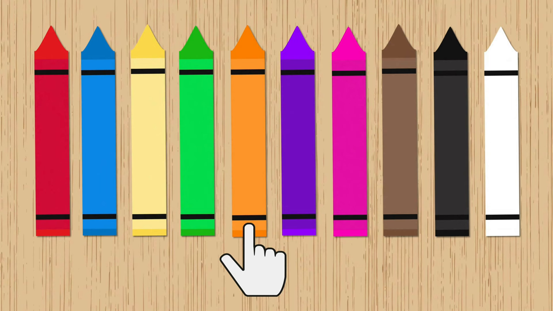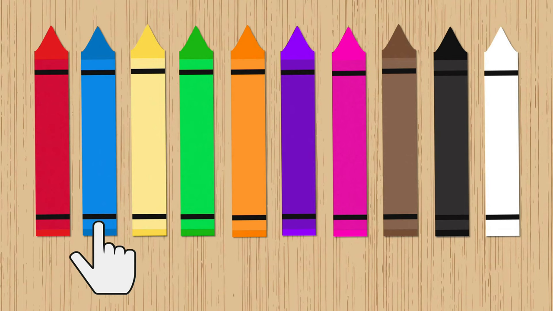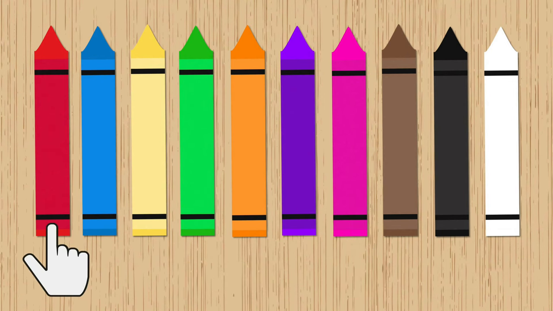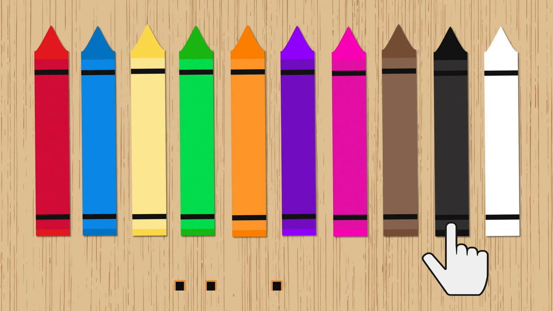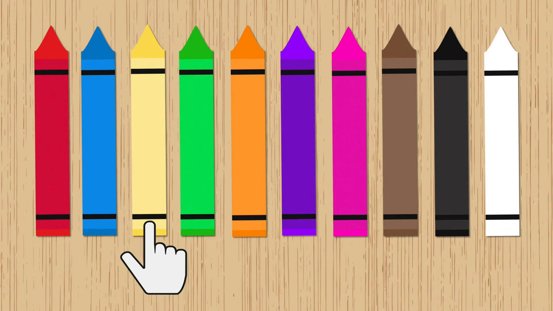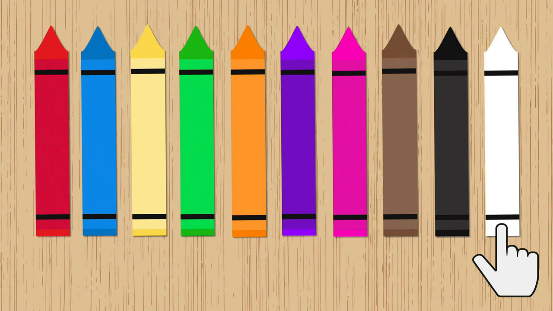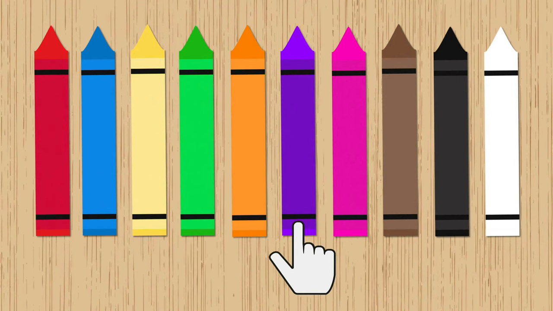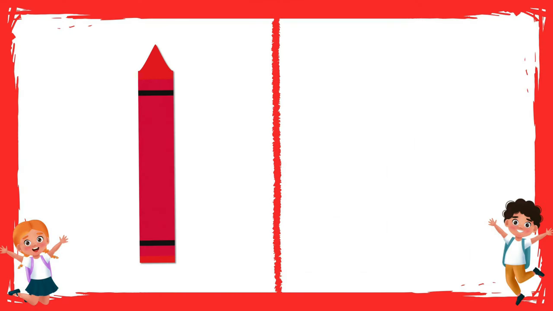What color is this? Orange. What color is this? Blue. This is pink. This is red. This is black. This is brown. This is yellow. This is white. This is green. And this is purple. What color is this, kids?